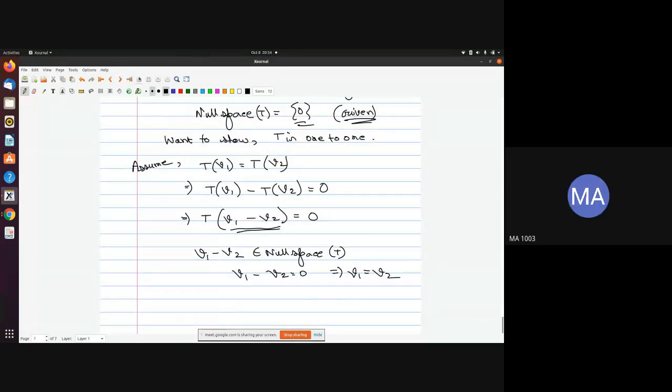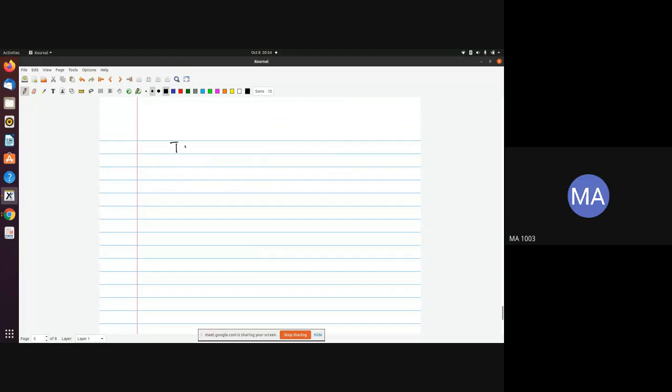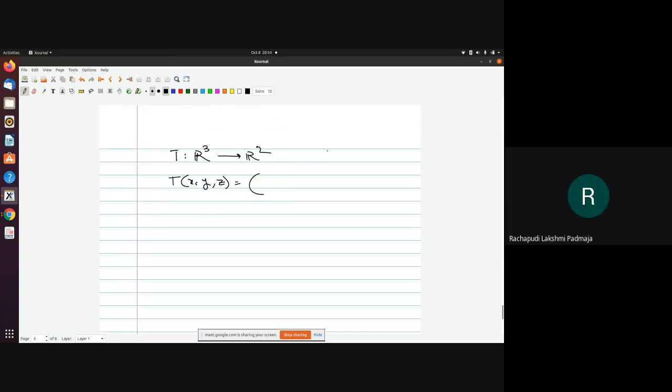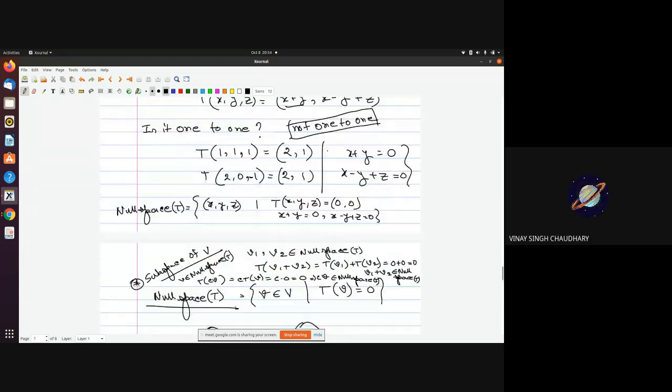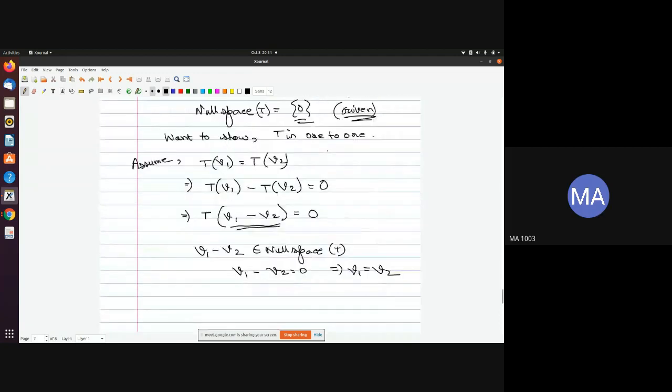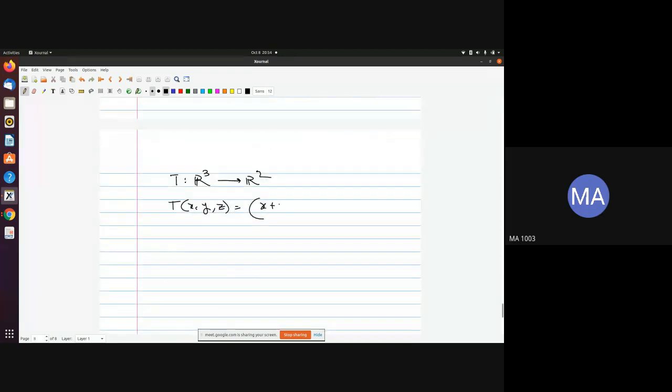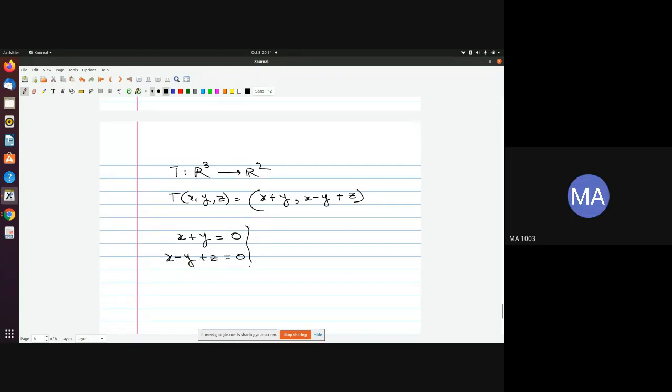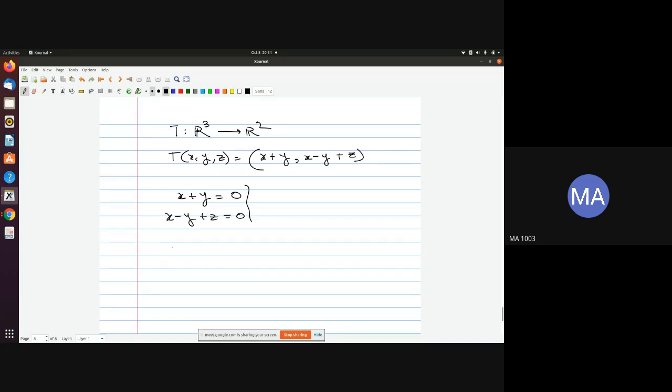So let me write it down. What I have started with is T from R3 to R2, T of x, y, z is x plus y, x minus y plus z, right? If I want to find the null space, I have to solve this equation, right? So what I am doing is writing the coefficient matrix.